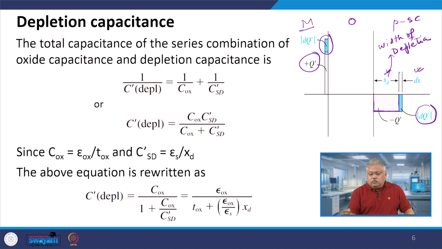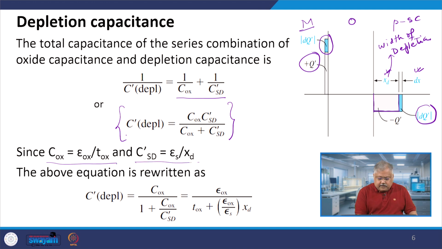and the increase in the dimension of the depletion region because of the application of a bias is given by this dx. So what we do, it's basically a series addition of oxide capacitance and depletion capacitance, and therefore we write 1 by C prime equals 1 by C ox plus 1 by C sd prime. Now therefore my C prime will be given as C ox into C sd prime divided by C ox plus C sd prime. C sd prime is my depletion capacitance. We already know the value of C ox and C sd, and we just feed these values into this expression and we get this.